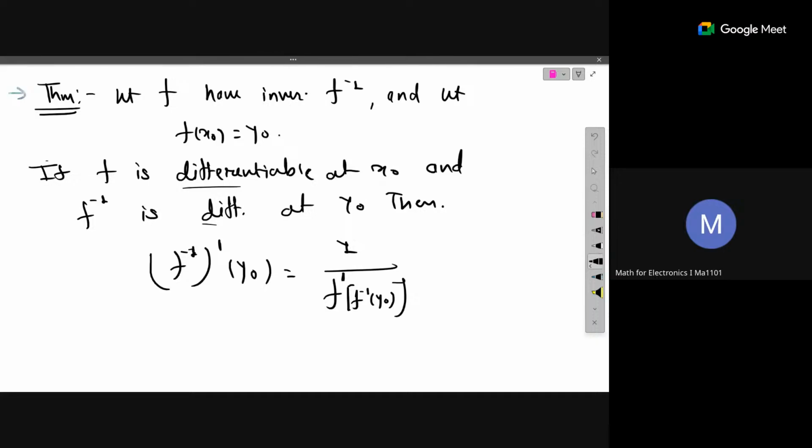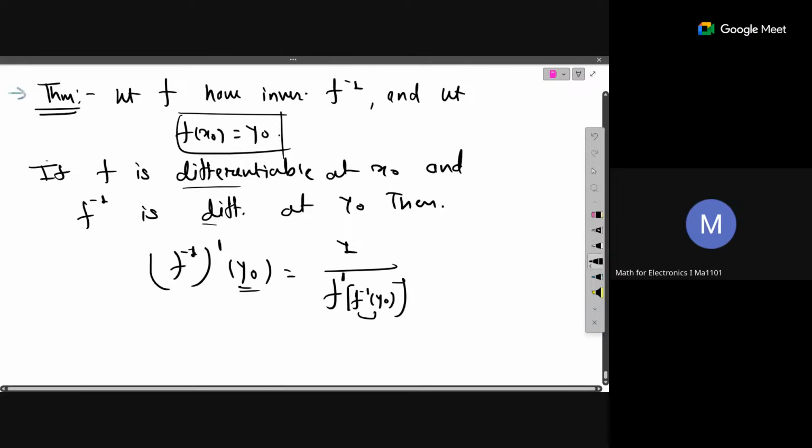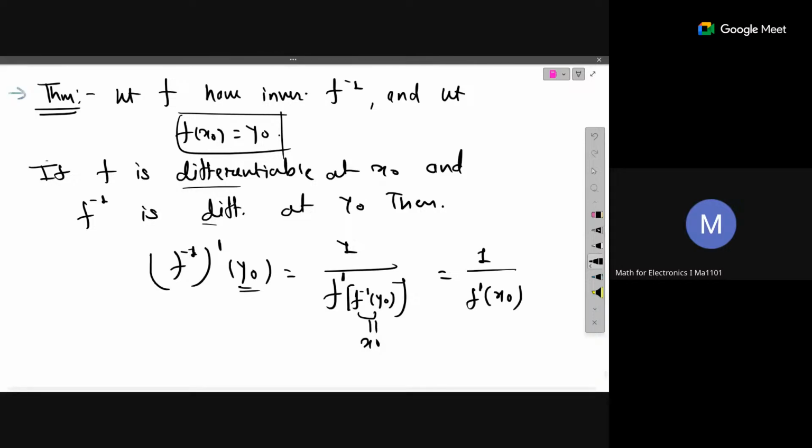Okay, so if we have an inverse function and f of x naught is equal to y naught, and both functions are differentiable at these respective points, then the derivative of f inverse at the point y naught is equal to 1 upon the derivative of f at the point f inverse of y naught. And this f inverse of y naught is nothing but x naught. So this formula is also written as 1 upon f dash at x naught. Yeah, you can think about it like this only, and this is also true. Because if f of x naught is equal to y naught, then f inverse of y naught is the same as x naught.